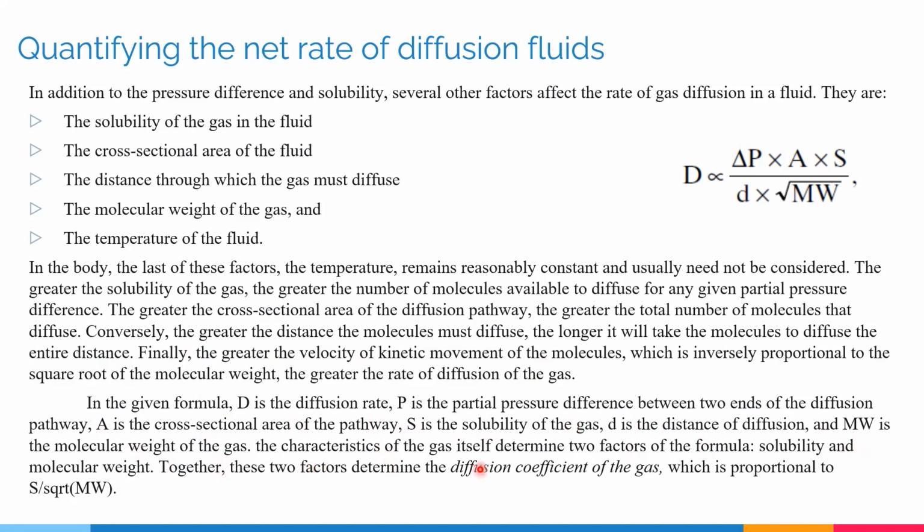The characteristics of the gas itself determine two factors of the formula, the solubility and the molecular weight. In the formula, only the solubility and the molecular weight will change as we change from one particular respiratory gas to another. Together, these two factors determine the diffusion coefficient of the gas, which is proportional to the solubility upon square root of molecular weight.